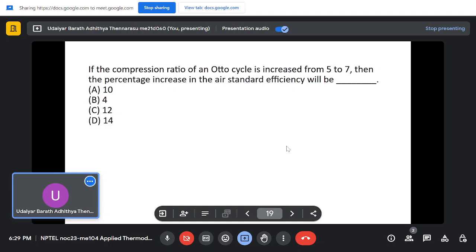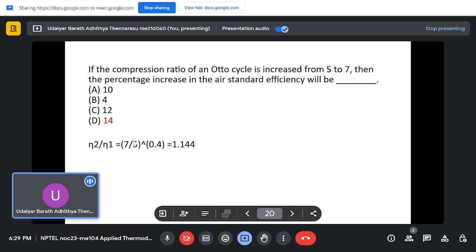So the next question is, if the compression ratio of an Otto cycle is increased from 5 to 7, then the percentage increase in the air standard efficiency will be. So we are saying that for the Otto cycle, instead of compression ratio being 5, we are increasing it to 7. How much will the air standard efficiency change? So efficiency is defined, as we already saw, as 1 minus 1 by compression ratio raised to power k minus 1. For air we are assuming k to be 1.4 or 1.35.